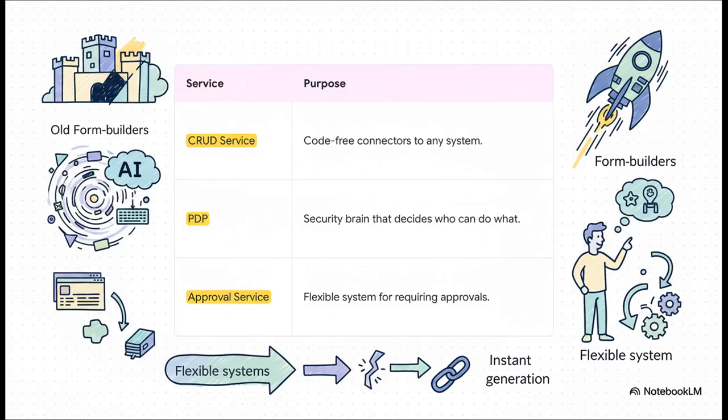It really boils down to three main components. First, there's the CRUD service. That's just a fancy way of saying it can create, read, update, and delete data from pretty much any system, without you writing a bunch of code. Second is the PDP, the policy decision point. Think of this as the security brain or the bouncer for your app. It decides who gets to do what. And finally, the approval service, which is this incredibly flexible system for managing approvals.